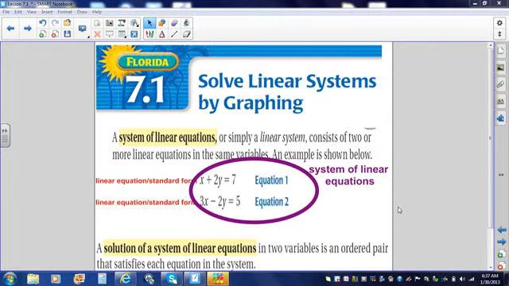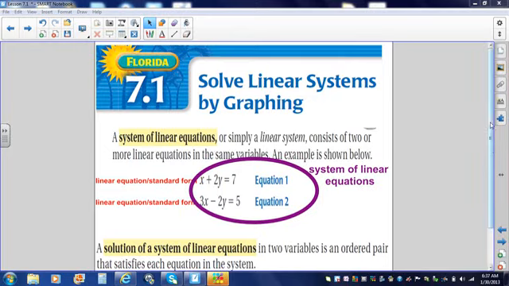Let's get our engines started. Today's notes is on lesson 7.1, solving linear systems by graphing. It's really not that hard.